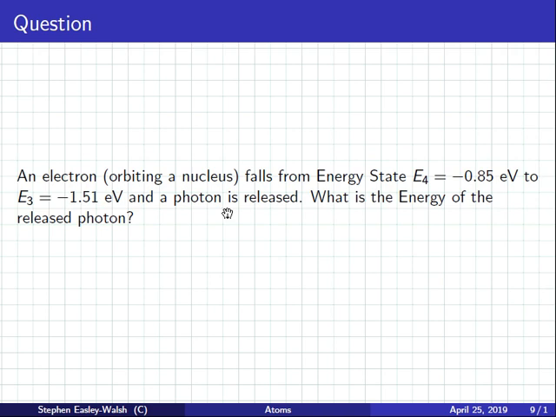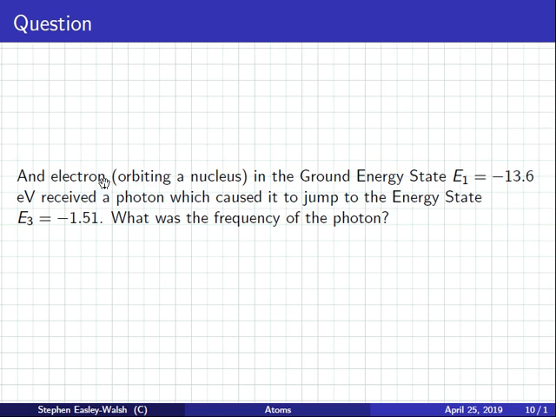The photon is released. My question is simple: what is the energy of the photon? So, what energy should the photon have? It should have E4 minus E3. So what's that? Calculate, please. E4 minus E3. 0.66? Yes, 0.66. So that's a simple little question.